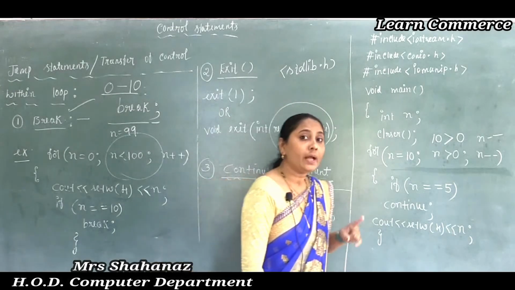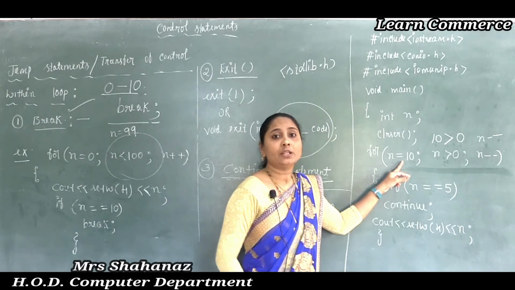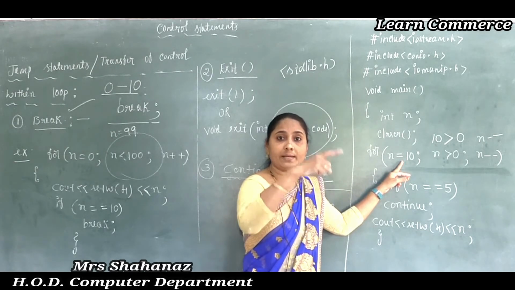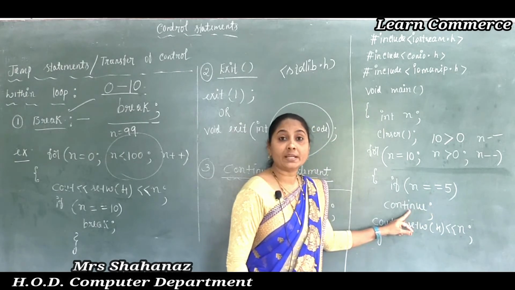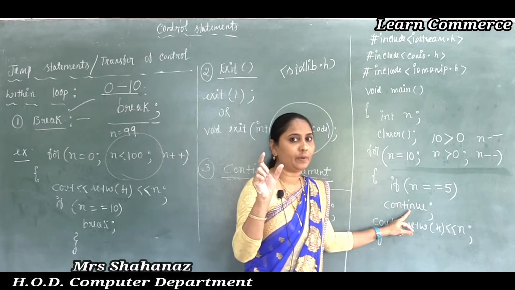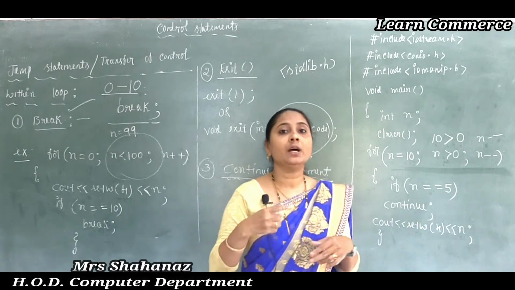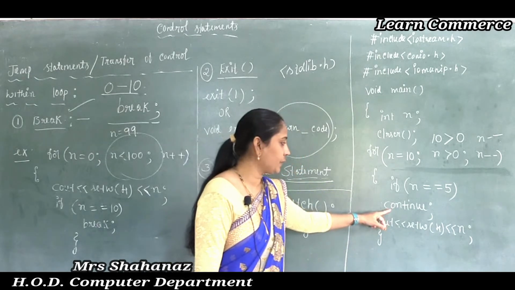But how to remember it? The numbers are going to start from 10, okay. So 10, 9, 8, 7, 6. When it reaches the number 5, it discontinues the number, and later, after not printing the number 5, it starts the continuation to print again, okay. So this is about continue.